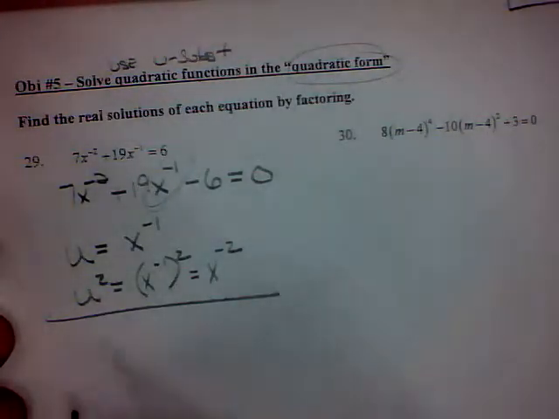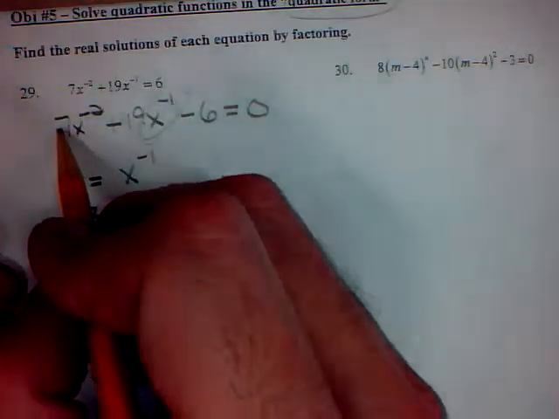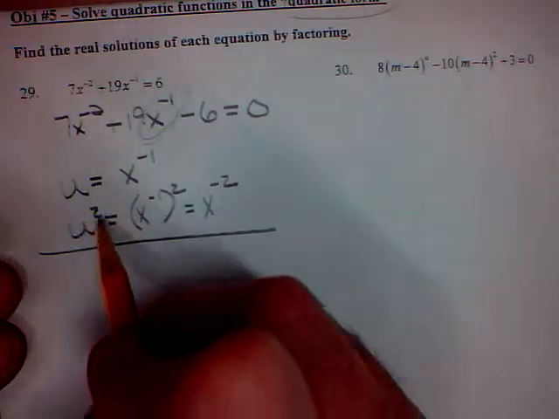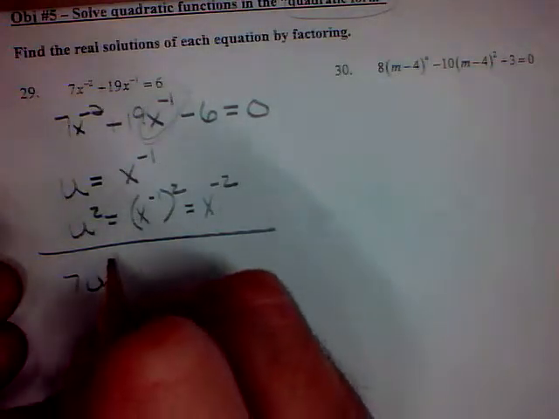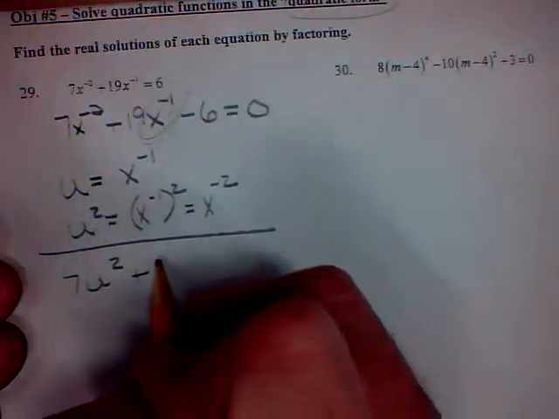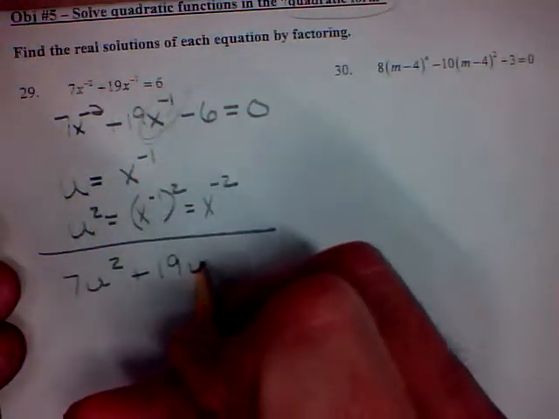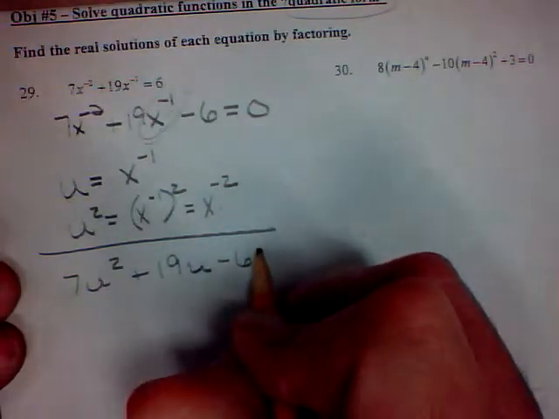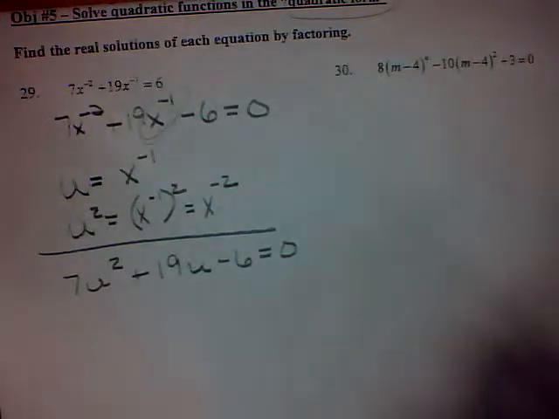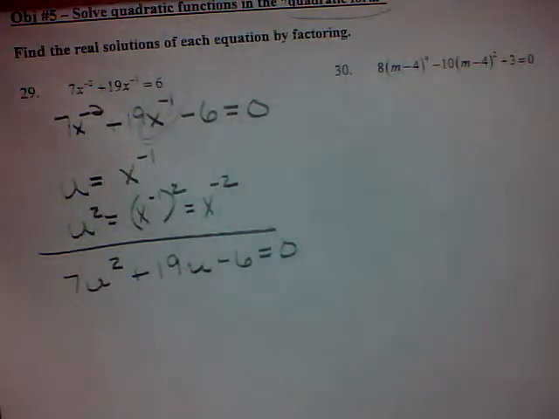Okay. So now what we're going to do is go ahead and do the substitution. Instead of 7x to the negative 2, we know x to the negative 2 is u squared, so this is 7u squared. Plus, now we're going to replace this term here, so this is going to be 19 instead of x to the negative 1, that's now a u, minus a 6 equals 0. Okay. Now we have ourselves a quadratic without the nasty negative exponents.